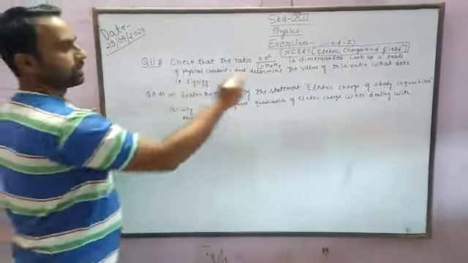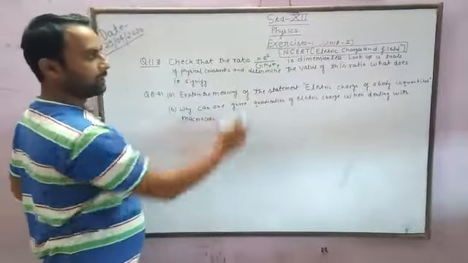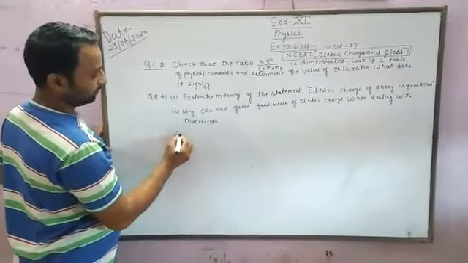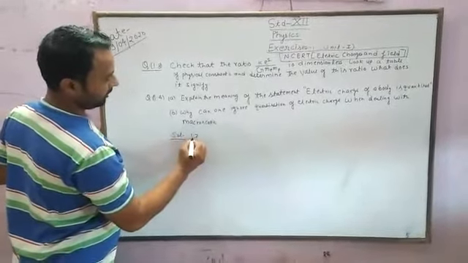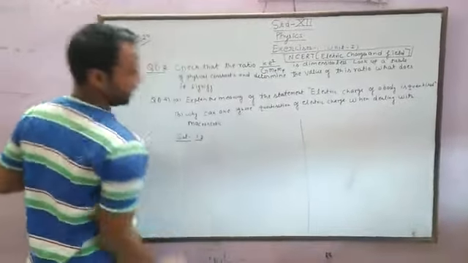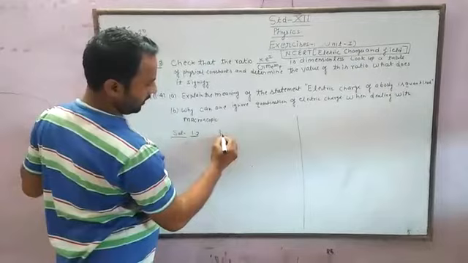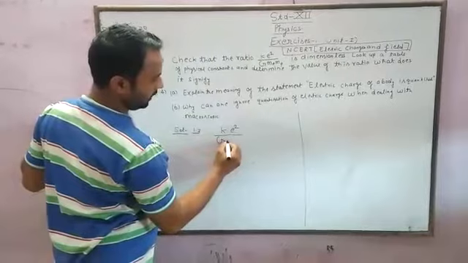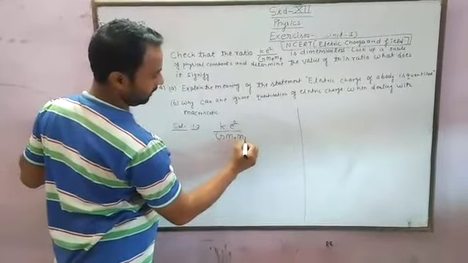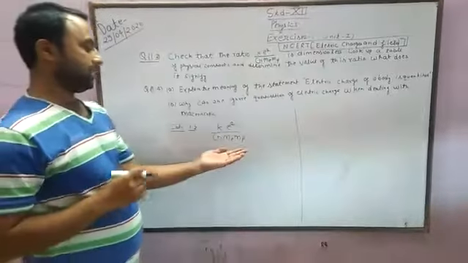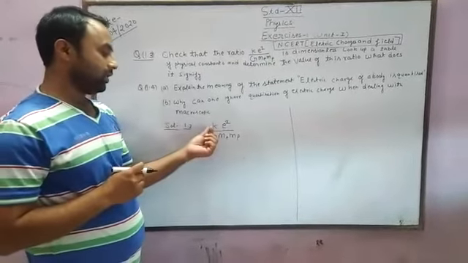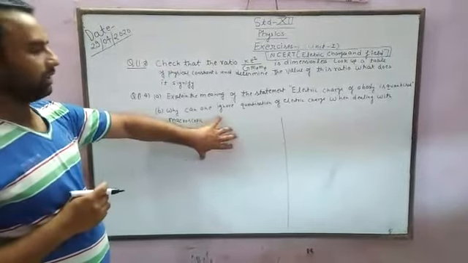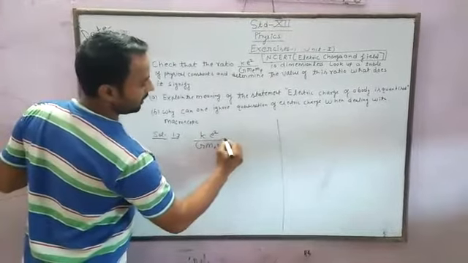If we try to prove this dimensionless quantity directly, it is a very complicated phenomenon. Solution 1.3: if we see this factor k e square upon G me into mp, we could place the values of k, e, G, me and mp, but this process is very difficult. Now we have to use a trick.